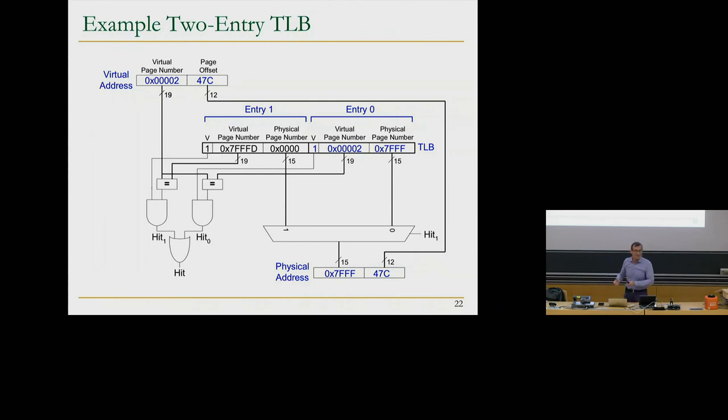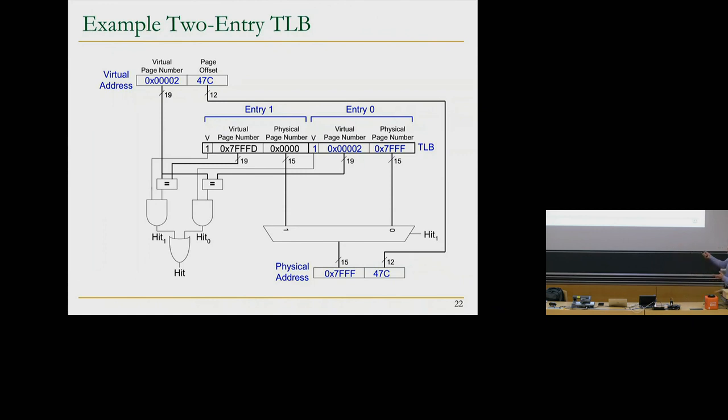Make sense? Now, the next time, if you keep accessing virtual page 2 all the time, you always hit in the TLB. So this translation is very, very quick. You don't need to access the page table in memory because you've cached the right entry.